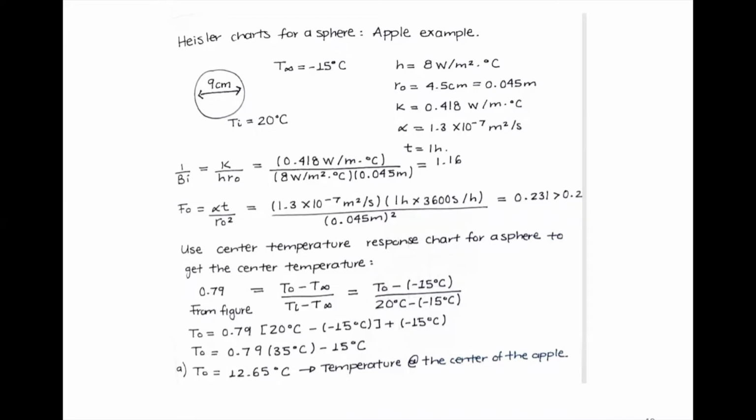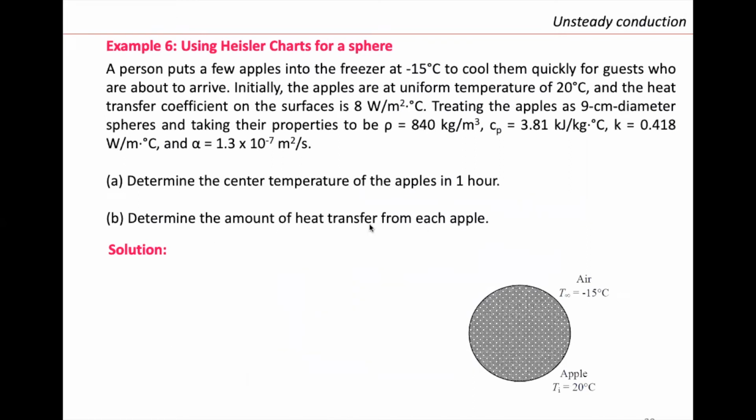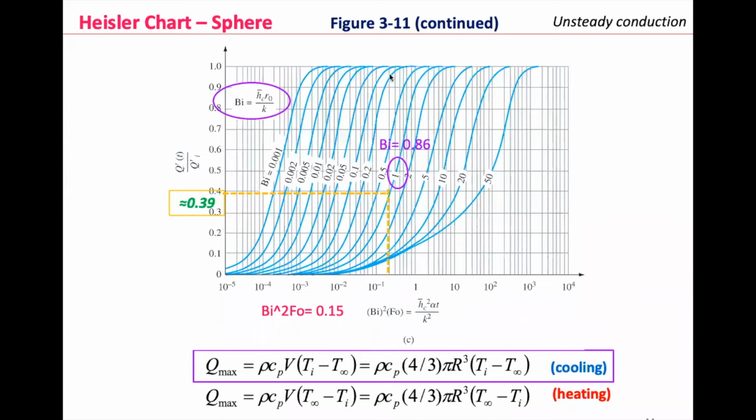Okay, so the other question in this problem was how to get the heat transfer from each apple. So in order to get the actual heat transfer from each apple, we are going to use the third Heisler chart, that is this one, that shows us the relationship between Q actual and Q max, where Q max for the case of cooling can be calculated by our general energy balance, right? Rho Cp volume delta T, where the volume is replaced by the volume of a sphere. Okay, so essentially we are going to use this equation to get Q max. Then we are going to read here the ratio of Q actual to Q max. And then once we know Q max, we can get Q actual out of this relationship. Okay, that's what I'm going to do right now.